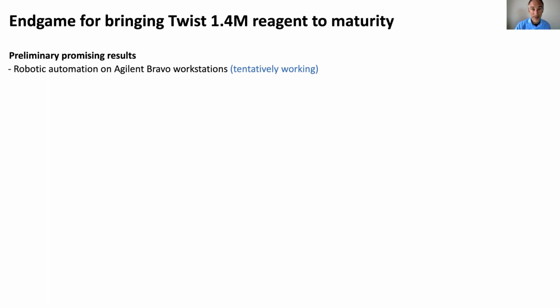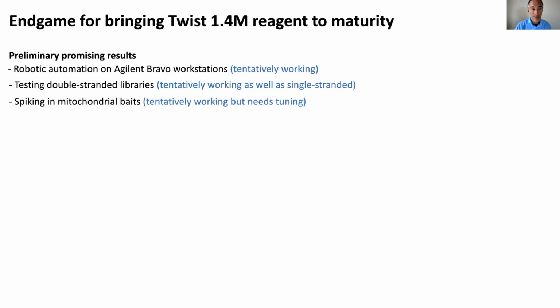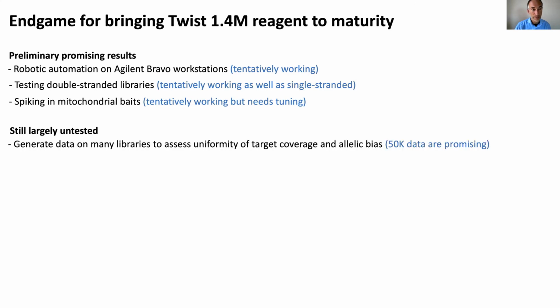So the end game for bringing this reagent to maturity: we have preliminary work applying robotic automation on Agilent Bravo workstations. This is tentatively working. We're testing double-stranded libraries, and this is tentatively working. Most of our work has been on single-stranded libraries, but we wanted to also work on double-stranded libraries. We've been spiking in mitochondrial bait sets because we'd like to sequence the mitochondrial genome at the same time. It's clearly working, but we need to get the ratios right.